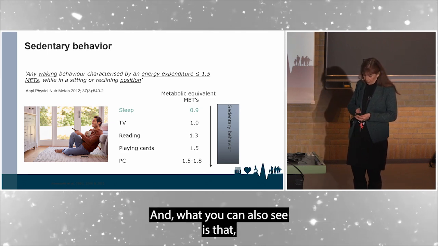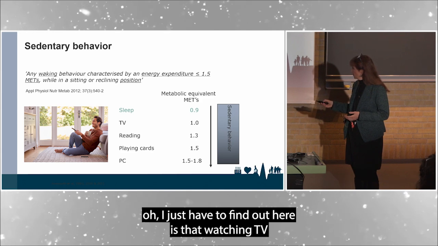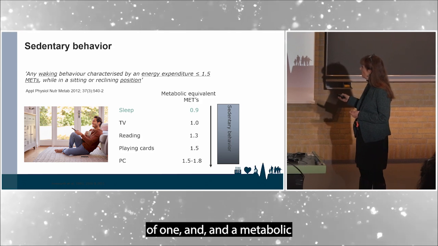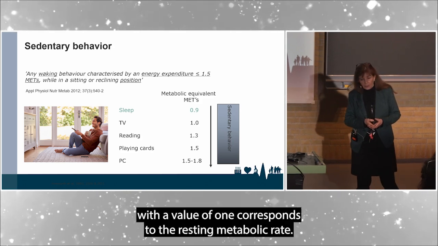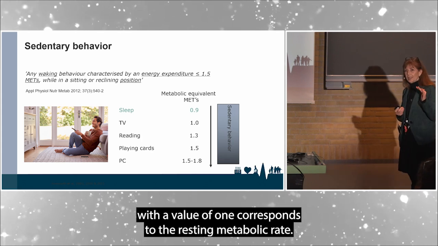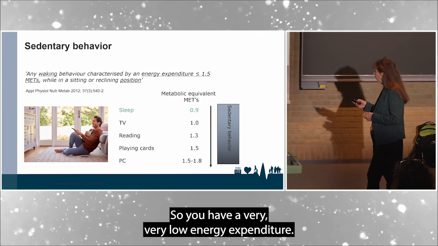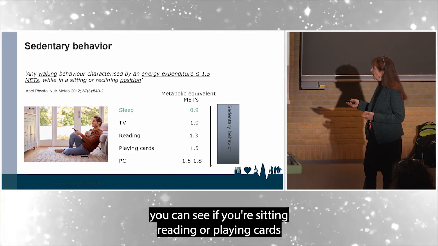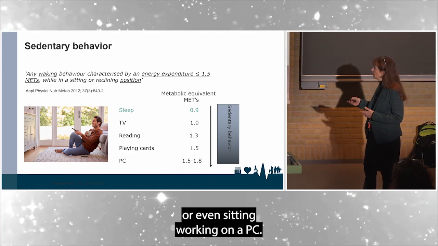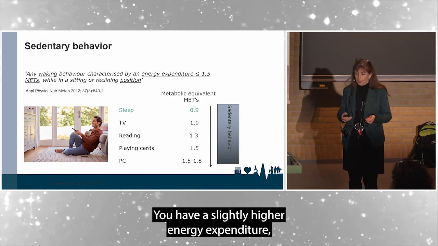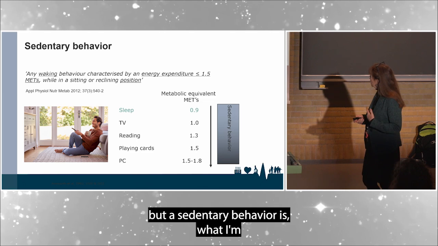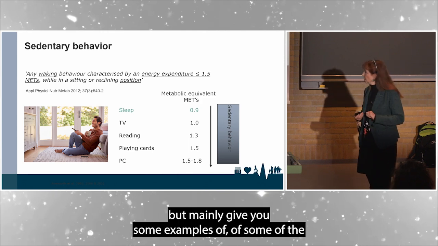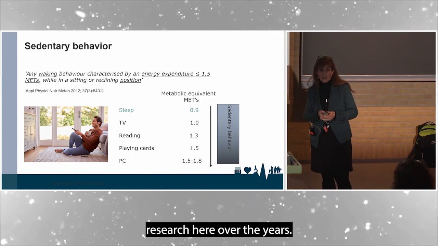And what you can also see is that watching TV has a metabolic equivalent value of 1. And a metabolic equivalent value of 1 corresponds to the resting metabolic rate. So you have a very, very low energy expenditure when you're sitting still. You can see if you're sitting reading or playing cards or even sitting working on a PC, you have a slightly higher energy expenditure. But sedentary behavior is what I'm going to be focusing on here. And I'll take you back a little bit, but mainly give you some examples of some of the research here over the years.